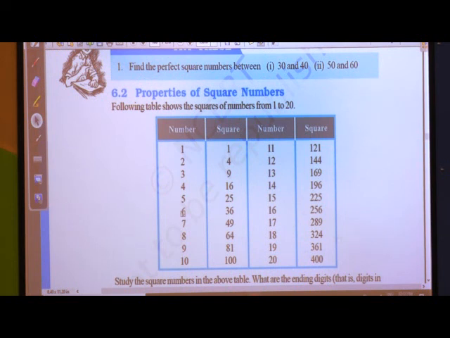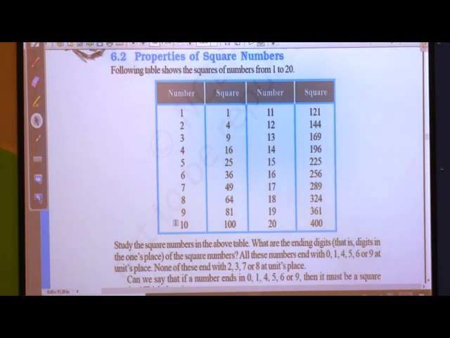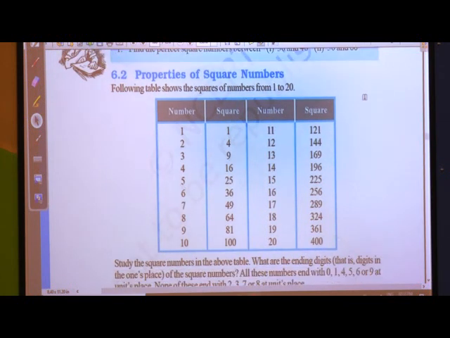Next, properties of a square, properties of square numbers. The following table shows the squares of numbers from 1 to 20.